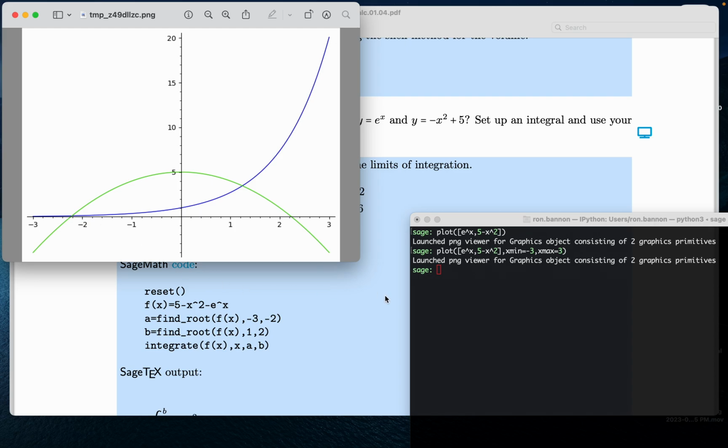So I'm going to go back to my Sage and say reset. I'm done with the picture taking. I'm going to find my function f of x. I want to find the roots of it, and where they intersect is where they're equal. Really what I'm doing is setting those two functions equal to one another. So I'm going to say 5 minus x squared minus e to the x.